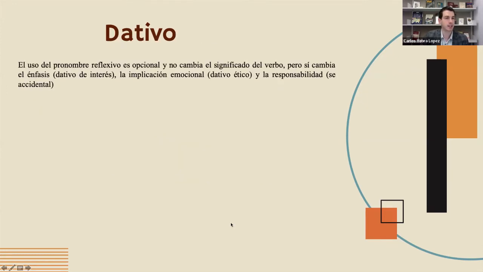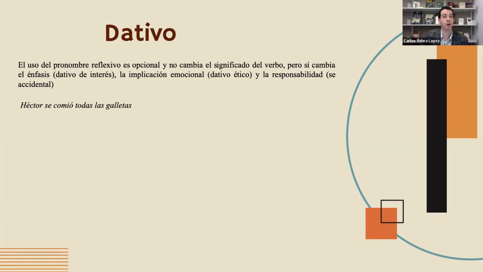Now, in this case, the use of the reflexive pronoun is optional, and it does not change the meaning of the verb. It only adds emphasis, as in the interest dative or dativo de interés, emotional implication, as in the ethical dative or dativo ético, and responsibility, as in the accidental se or se accidental. Now, let's begin with the interest dative or dativo de interés.